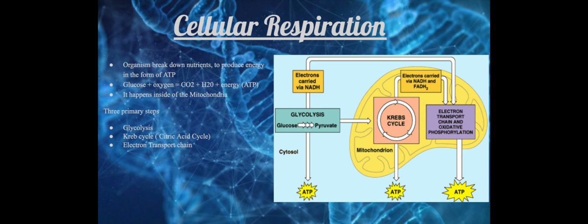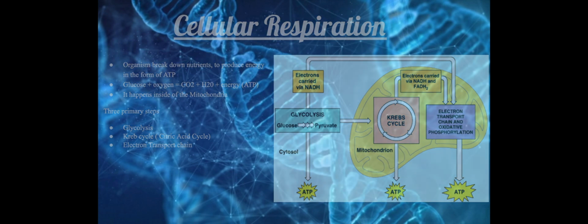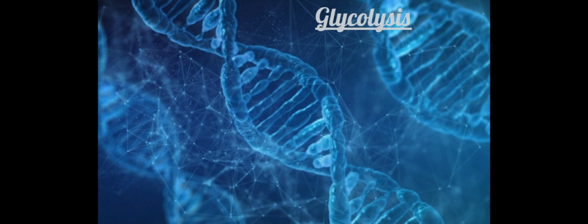Now, there are 3 primary steps in cellular respiration. There is glycolysis that happens in the cytoplasm, the Krebs cycle or the citric acid cycle that happens in the mitochondria, and the electron transport chain that happens in the mitochondria. Let's first head into the first stage, glycolysis.